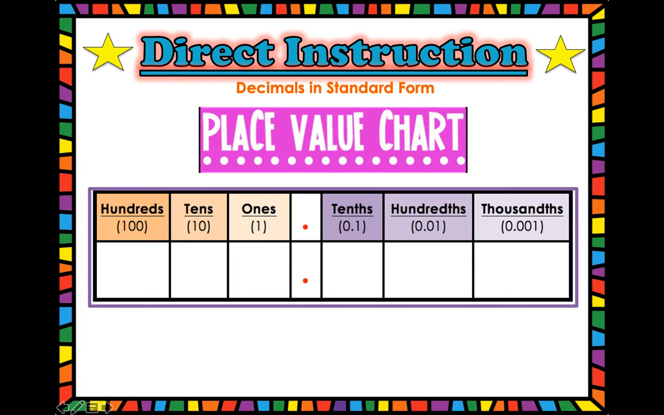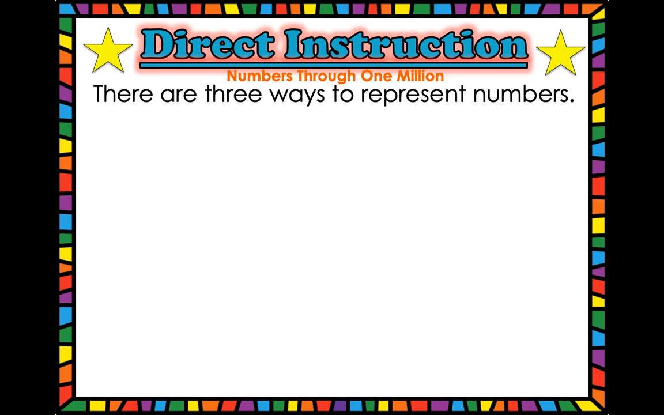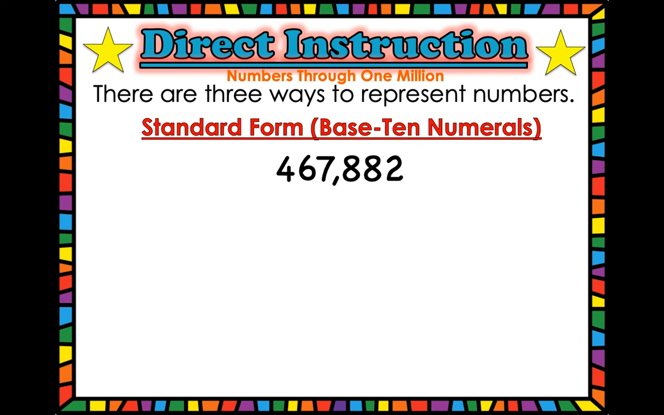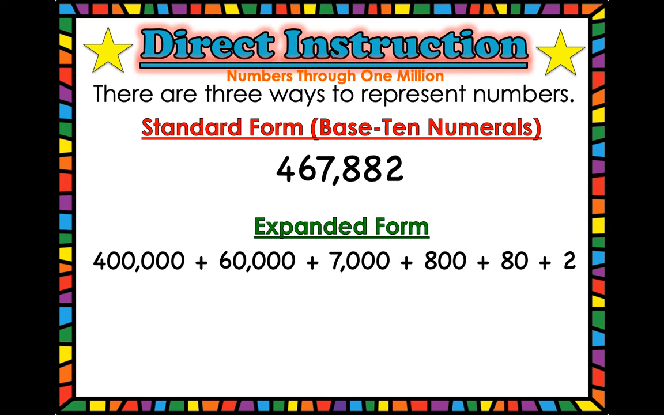So you guys are all familiar with this place value chart. You've seen it before. You know that the whole numbers are to the left of the decimal, and the decimals, or the parts, are to the right of the decimal. And as you are aware, there are three ways to represent numbers. We have the standard form, where we use our base 10 numerals or digits, and that is 467,882.